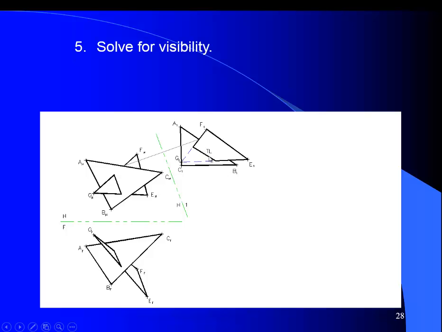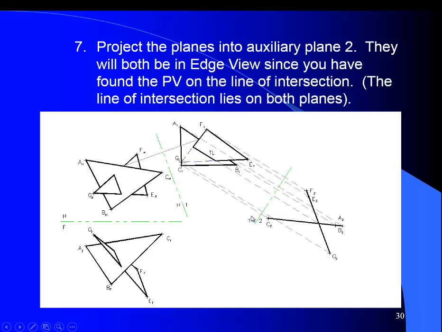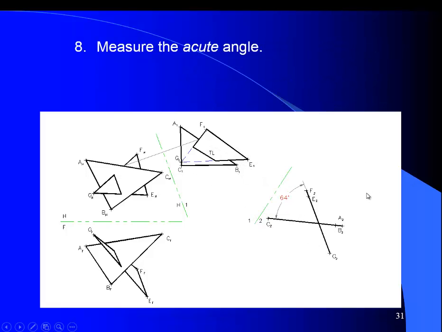Now that I have a true length intersection, I can now create a hinge perpendicular to that, and both of these planes should be an edge view. So as I project everything across, there are my two edge views. And then finally I can measure the angle. So the angle that we're looking for is the acute angle between the two planes. So not the larger angle, but just the smaller of the two possible angles.